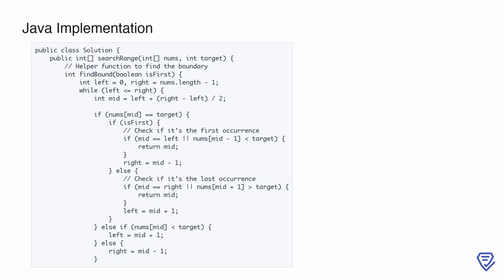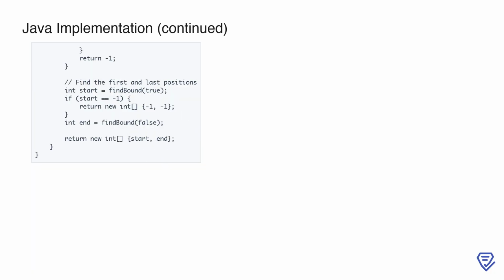Similarly, for the last occurrence, we check if mid is at the rightmost position or if the next element is greater than the target. If so, we return mid, otherwise, we move the left pointer to continue searching. If the target value doesn't match, we simply adjust our pointers based on whether the middle element is smaller or larger than the target. If the loop exits without finding the target, the helper function returns -1, indicating that the boundary doesn't exist.